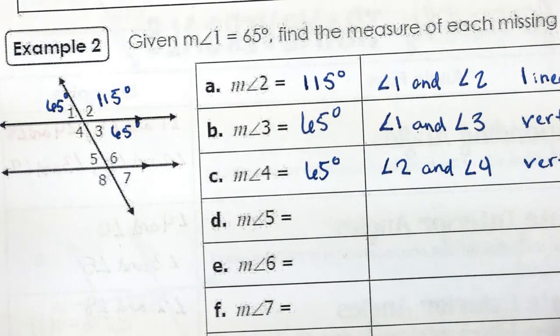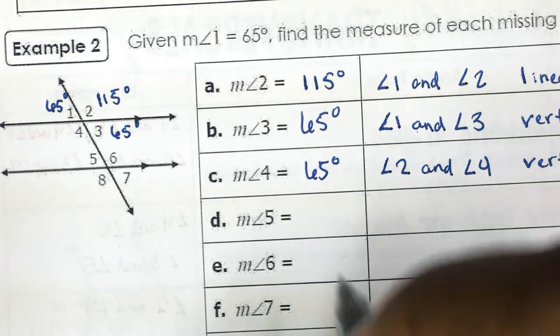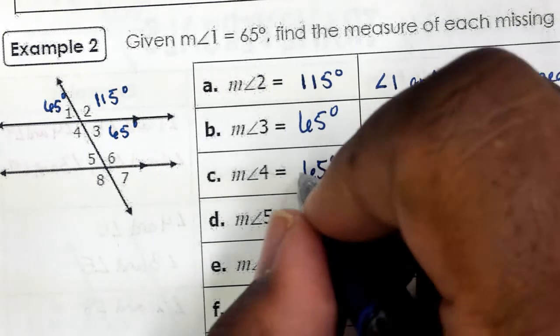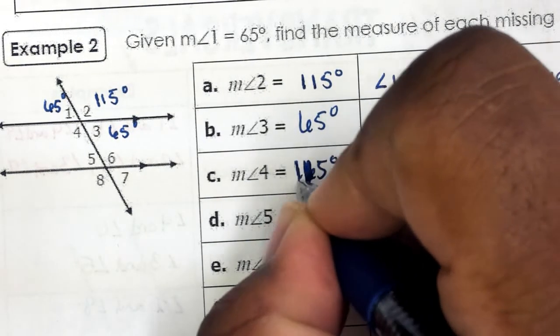I mean, not 65. Who told me that? Y'all about to mess me up. Y'all messed up my paper. 115. I said, hold on, that's obtuse. It can't be 65 degrees.